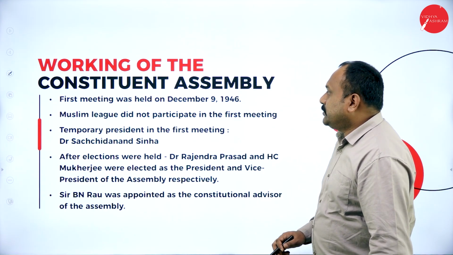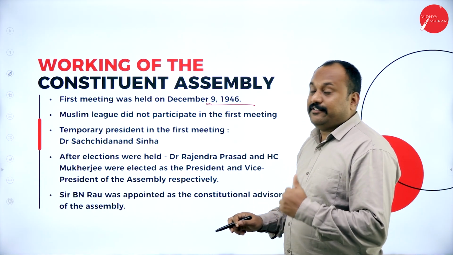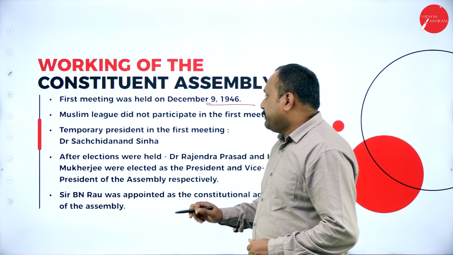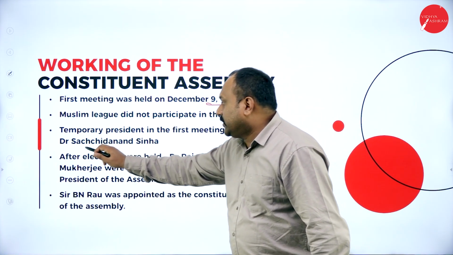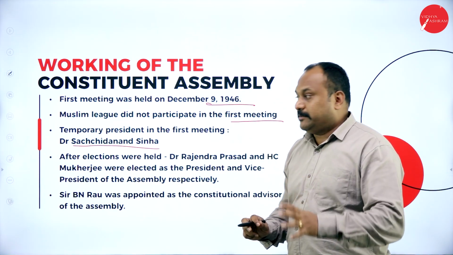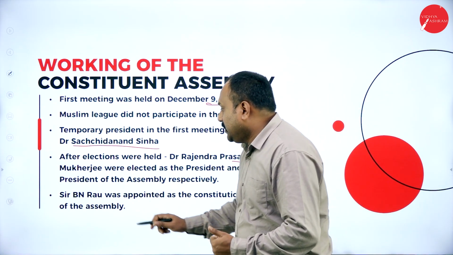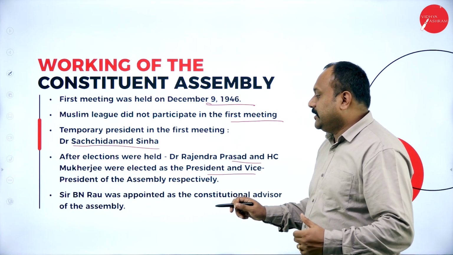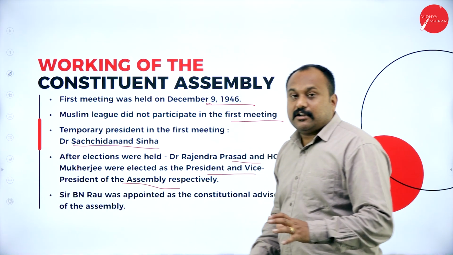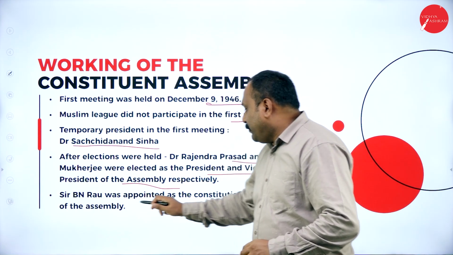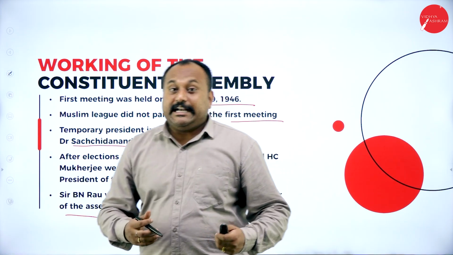Next is working of the Constituent Assembly, how it started. First meeting was held on December 9, that is 1946. Muslim League did not participate in the first meeting. The temporary president in the first meeting was Dr. Sachidananda Sinha, very famous person. After elections were held, Dr. Rajendra Prasad and H.C. Mukherjee were elected as the president and vice president of the Assembly, respectively. Sir B.N. Rao also played a very huge role in this. He was appointed as the constitutional advisor of the Assembly. That was after independence, right?